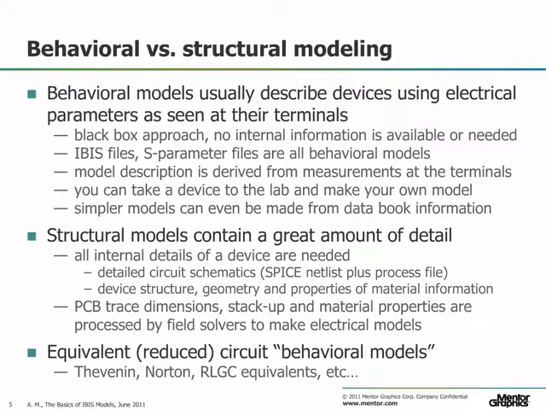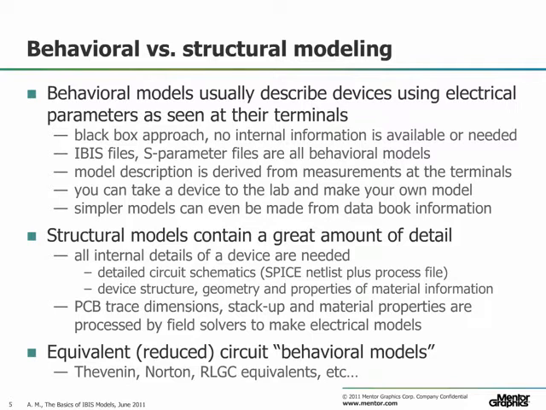Structural models, on the other hand, are based on all the details of a device. For example, a SPICE model for a buffer would contain all the transistors that are found inside the buffer and also the connection schematic diagram of how those transistors are connected together. But not only that, they also need the transistor manufacturing information, the process file, that describes how the transistors are made.